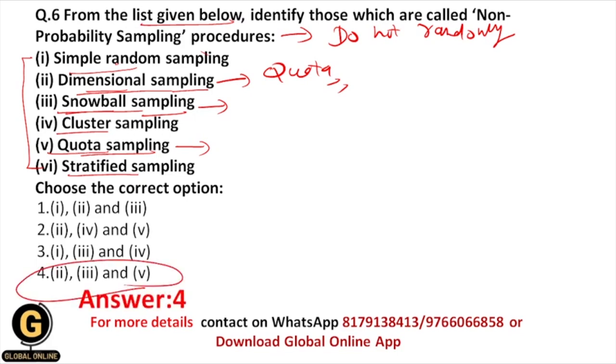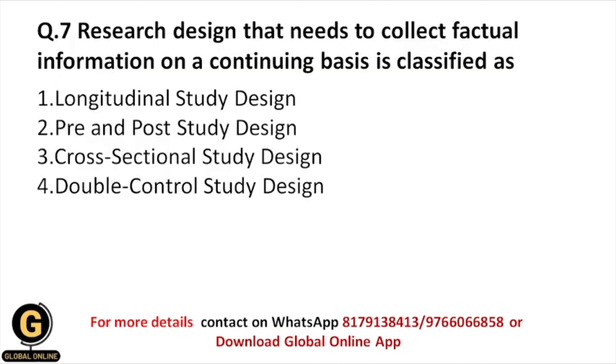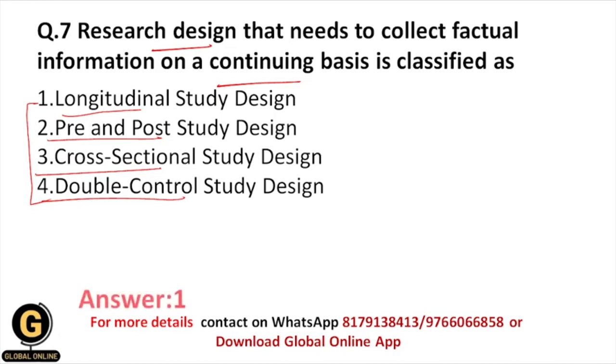Okay, next is: the research design that needs to collect factual information on a continuing basis is classified as. From these options, which is the research design that needs to collect factual information on a continuing basis? Whether it is longitudinal study design, pre and post study design, cross-sectional study design or double control study design. Within this, the longitudinal study design is the study design that needs to collect factual information on a continuing basis, and that's why it should be your correct answer.